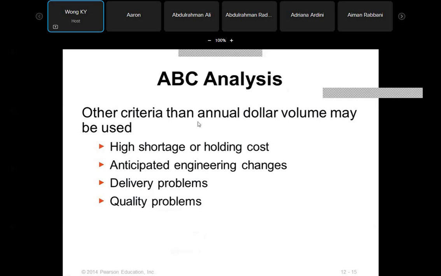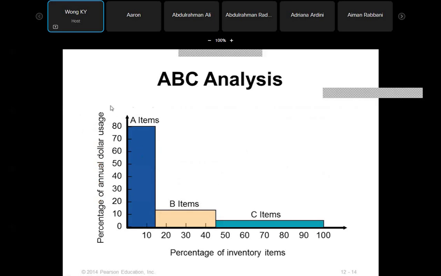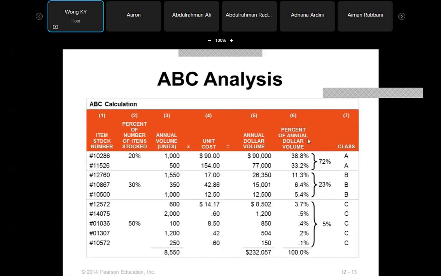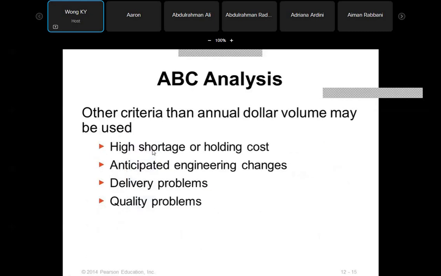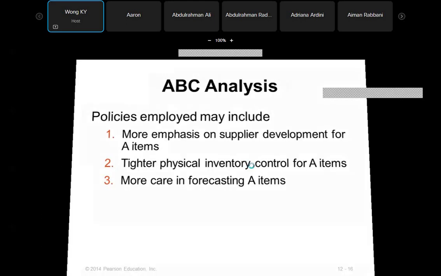In ABC analysis, the most common criterion used is the annual dollar volume, this value over here. Sometimes other criteria can also be used, such as shortage cost or holding cost, or number of engineering changes, or number of delivery problems, or number of quality problems. Or it could be the percentage of delivery problems or percentage of quality problems. But most textbooks, as I've seen so far, usually use annual dollar values. Okay, next.